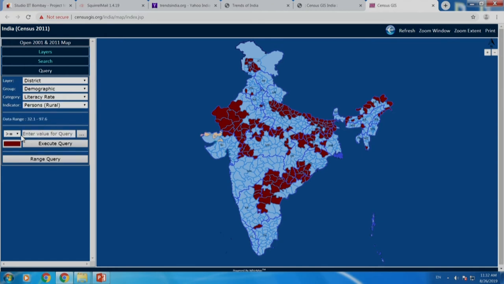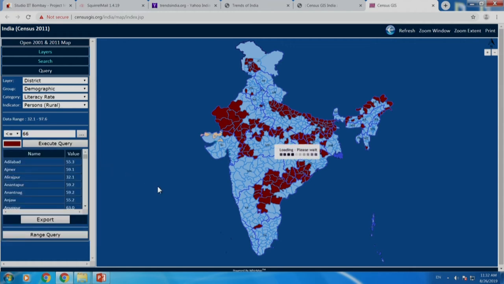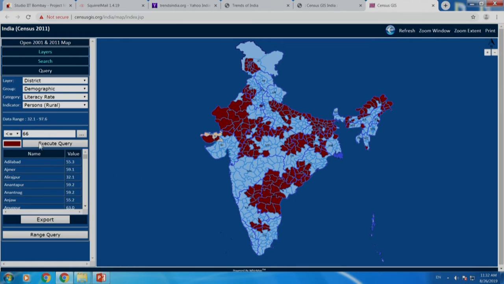But if you ask that same question for rural areas, then it becomes interesting. In rural areas, I go to less than 66% and ask myself, tell me the districts, and this is the kind of picture that it gives you. Obviously, it means that in urban areas, if you look at less than 66%, you should not get much area. But before going into urban, let us look at the male and the female.